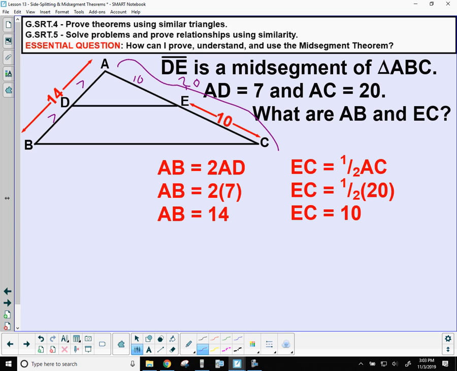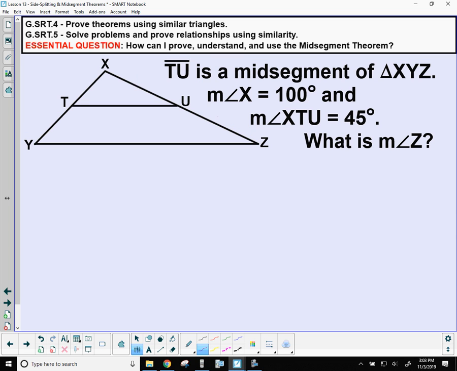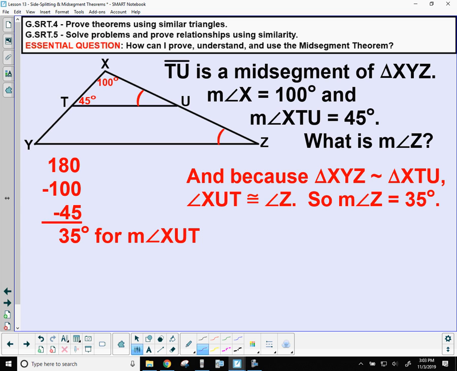TU is a midsegment of triangle XYZ, so angle X is 100. And TU is 45. What's the angle Z? Again, putting angles where they belong. These are corresponding. Should be 35, which makes this 35. Okay. Again, pause the video as you need to. Jot down the notes as you need to.